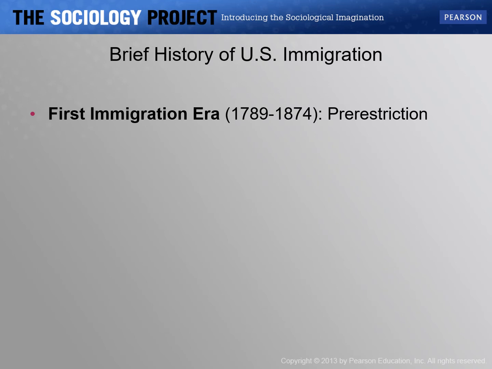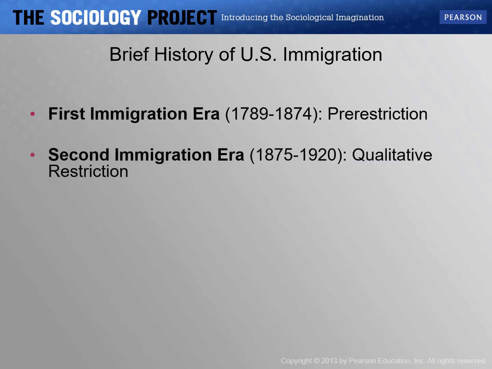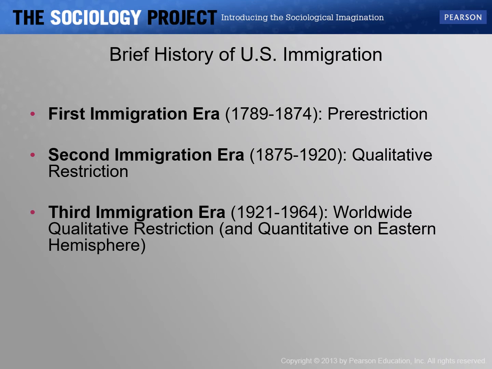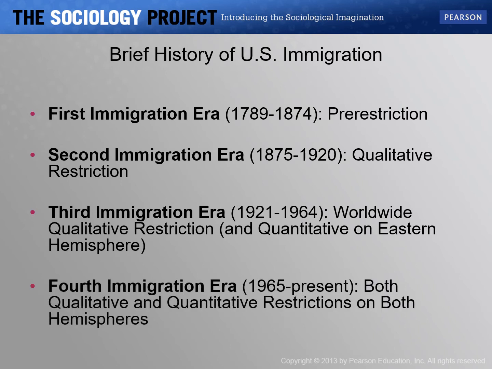The first immigration era was in 1789 to 1874, called pre-restriction. There were no restrictions at the time. Second wave was 1875 to 1920, was qualitative restrictions. They've explained these in the textbook. The third wave was 1921 to 1964. There was worldwide qualitative restriction and quantitative on Eastern Hemisphere. That would be in Asia. In the fourth immigration era, from 65 to present, there's both qualitative and quantitative restrictions on both hemispheres.